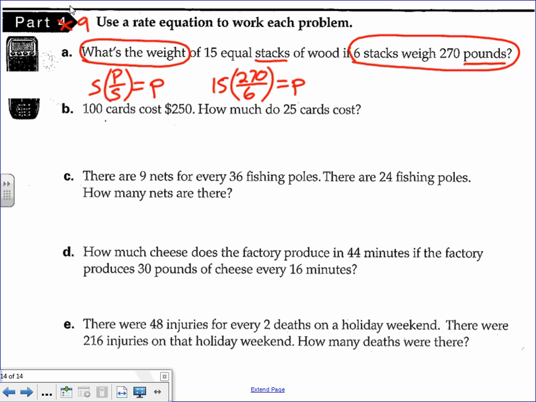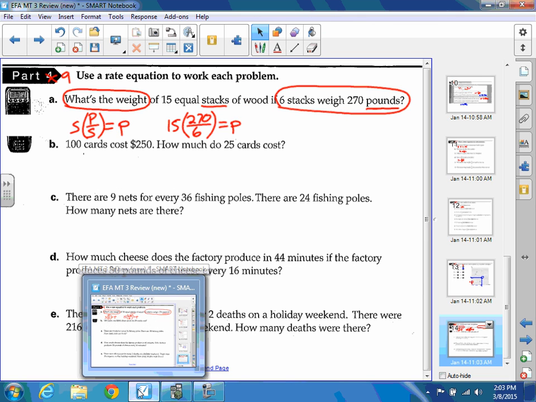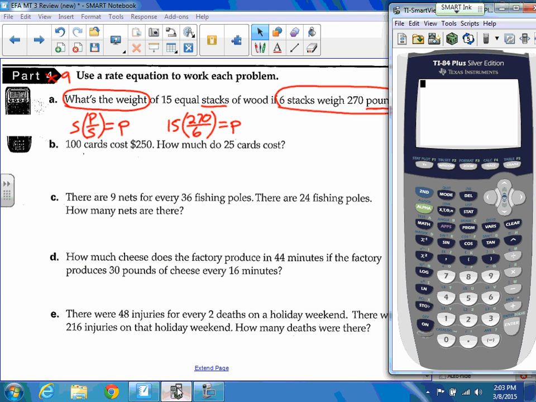Now, for these problems, you can use your calculator. So I'm going to go to my calculator here. And you can type it in just the way it looks right here. So we're going to have 15, parenthesis, 270 divided by 6, parenthesis. And then now all I have to do is hit enter. And it tells me that these 15 stacks are going to weigh 675 pounds. Okay, that's all that's to it.